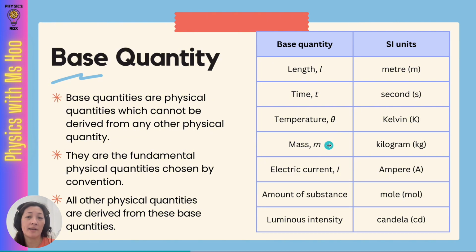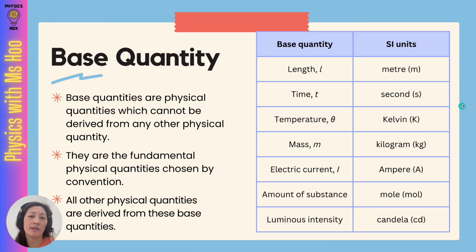Now of course remember that each of these physical quantities do have other units which can be used to express the values. The list here shows us the selected SI unit for each of these respective base quantities. And yes, you do need to know the 7 base quantities and their corresponding SI unit.